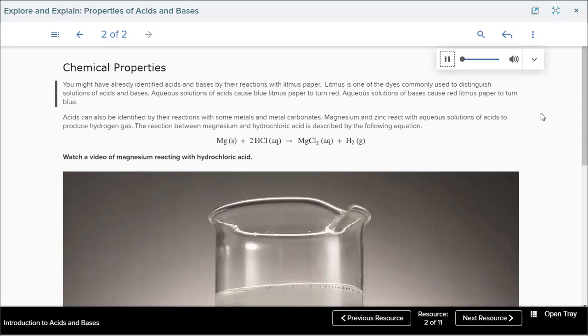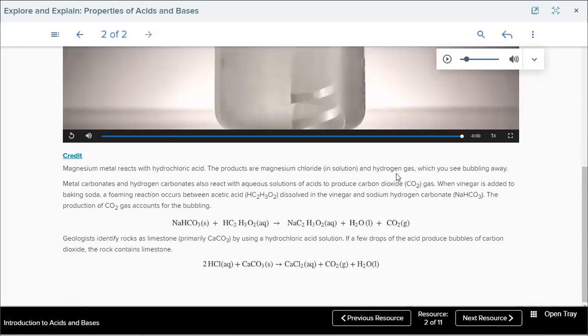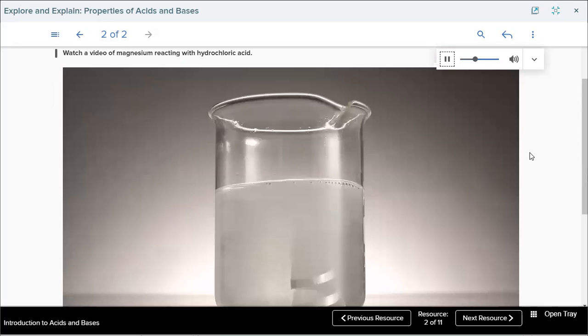Aqueous solutions of acids cause blue litmus paper to turn red. Aqueous solutions of bases cause red litmus paper to turn blue. Acids can also be identified by their reactions with some metals and metal carbonates. Magnesium and zinc react with aqueous solutions of acids to produce hydrogen gas. The reaction between magnesium and hydrochloric acid is described by the following equation. Watch a video of magnesium.